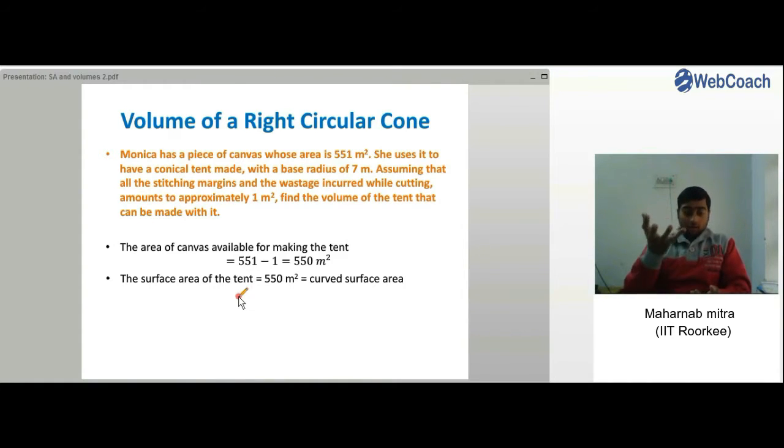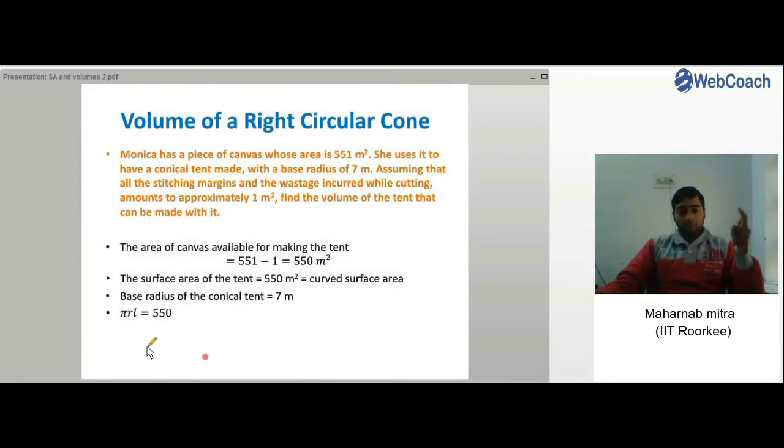Now we know the base radius of the cone as 7 meters, and we also know the surface area. So can we find out the lateral length or the slant height? We are given the base radius of the conical tent as 7 meters, and therefore the curved surface area of the conical tent can be taken as pi r l, where r is the radius and l is the slant height.